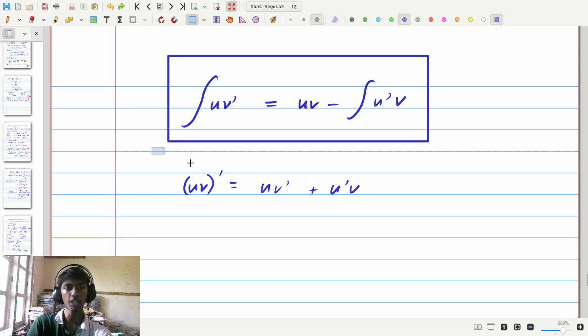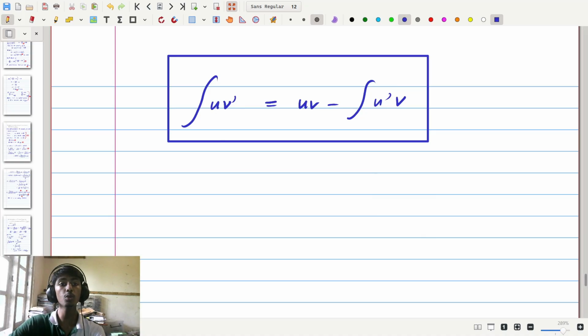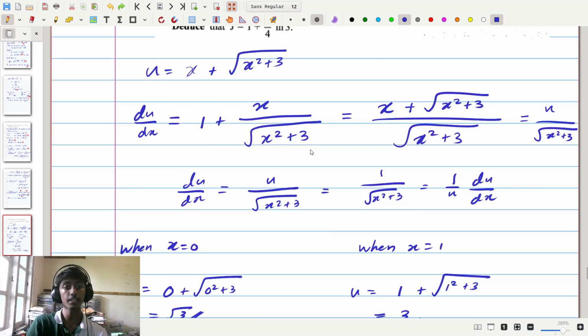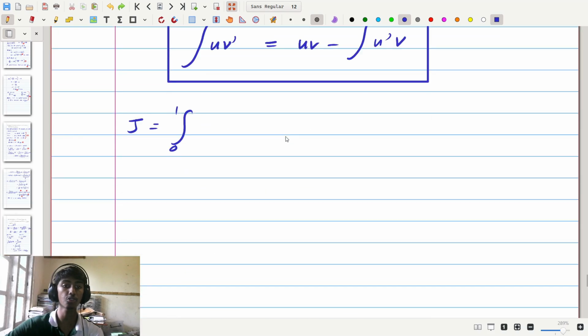So in this particular case, what we have to do is to convert the integral that we have into the form u times v prime, where u is one function and v prime is another function, and then we can apply uv minus the integral of u prime v in order to simplify the function down. So considering our integral, we have j equal to the integral from 0 up to 1 of square root of x squared plus 3 dx. So we can write that down as the square root of x squared plus 3 dx.